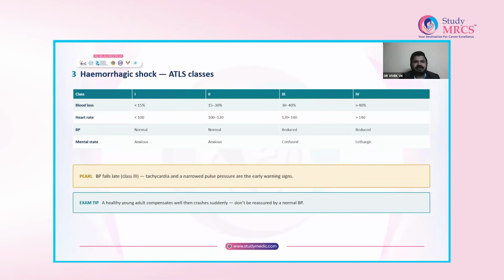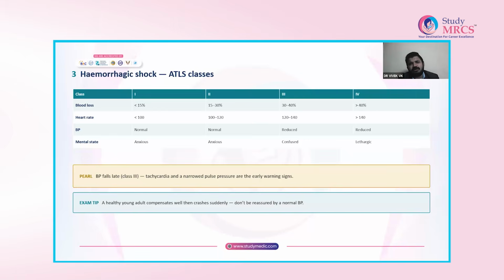So this is a classification that's based upon the ATLS. The hemorrhagic shock is classified into class 1, 2, 3, 4. That is based on the amount of blood lost. If less than 15% of blood is lost, that means that is a class 1 shock.